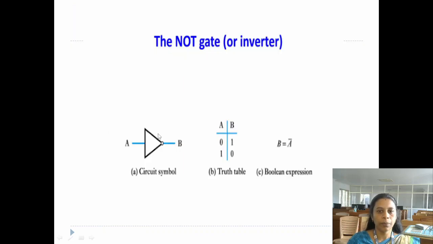So this is the symbol of a NOT gate, the truth table of the NOT gate, and the Boolean expression of the NOT gate.